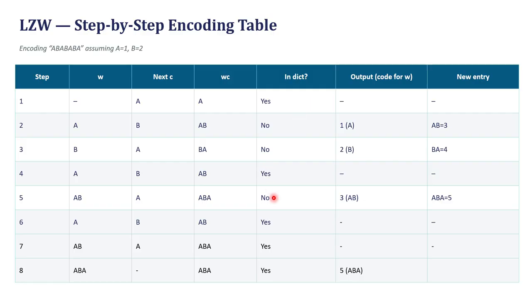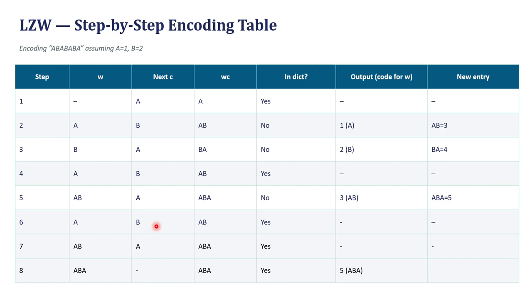Is it there in the dictionary? No, it is not there. Then output the code for W. What is the code for AB? The code is 3. So output 3. And then after that, ABA becomes my new entry. This WC becomes my new entry. And then C is taken as the next W. For the next iteration, the previous C value will be taken as the W value.